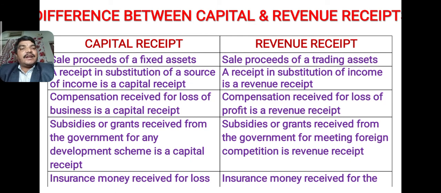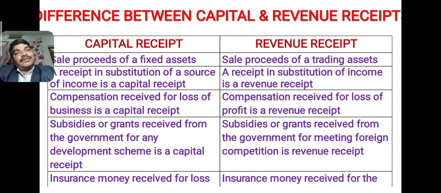On the other hand, in revenue receipt, any subsidies or grants received from the government for meeting foreign competition is a revenue receipt. It helps the business by providing subsidies and grants for meeting foreign competition or trade with abroad countries. So it is called a revenue receipt.